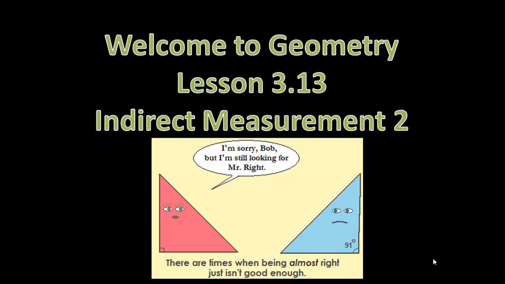This is Lesson 313, Indirect Measurement, Part 2. And I've still got the same little cartoon up there. Last time I said that the red triangle represents the girl.